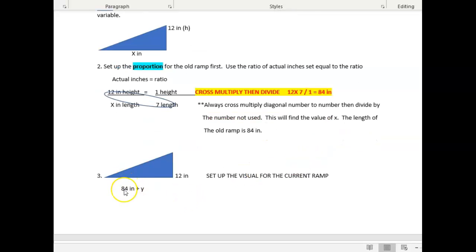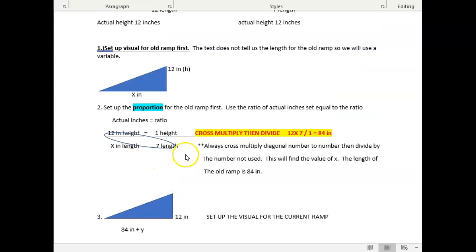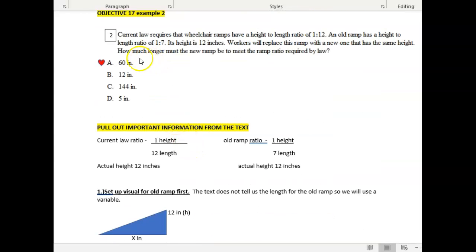Now, remember what that saw said earlier? Let's go back and check. It says, and I'm going to point it out for you again because it's pretty important, it wants you to know how much longer must the ramp of the new one be to meet the requirements measured by law. How much longer in comparison to the old ramp.